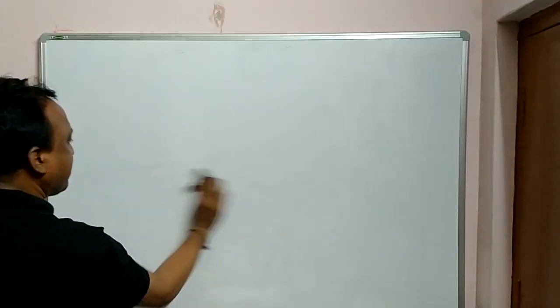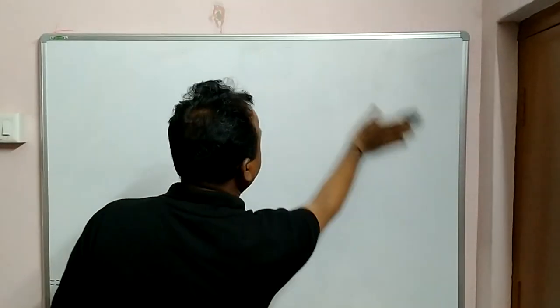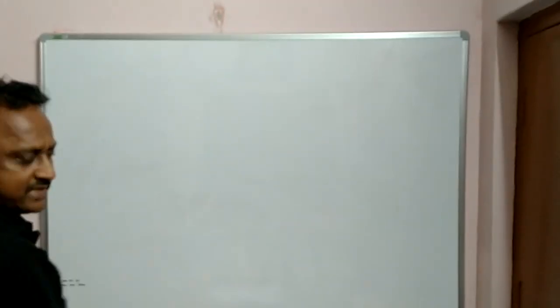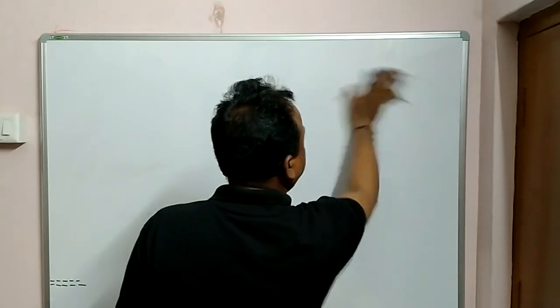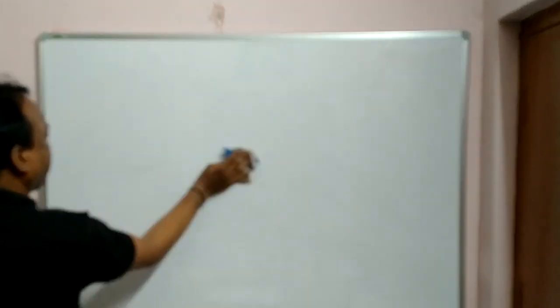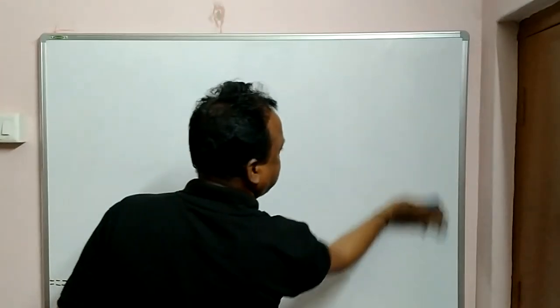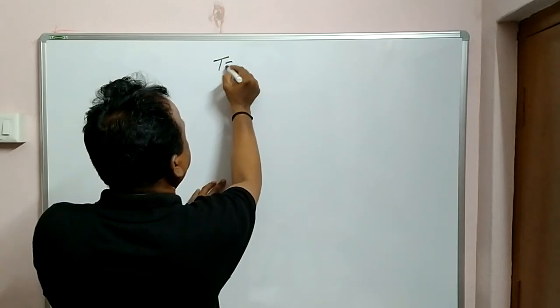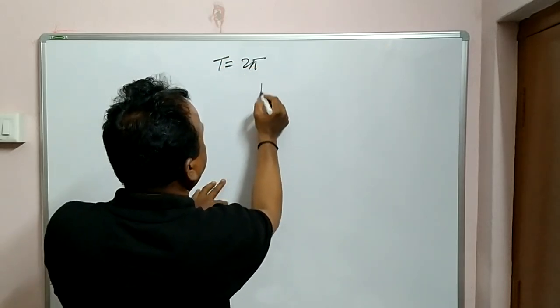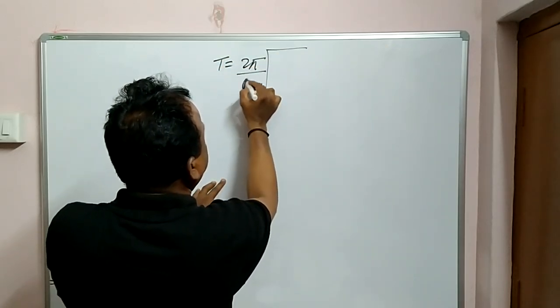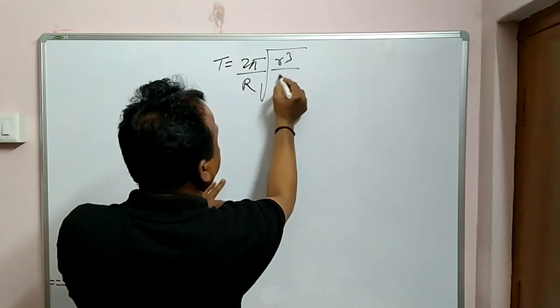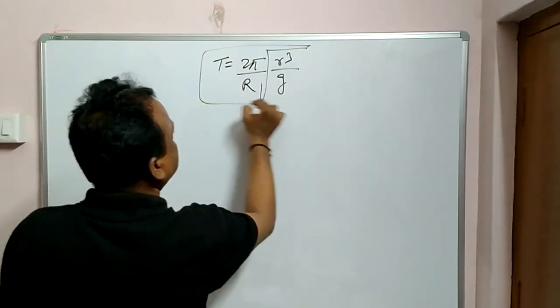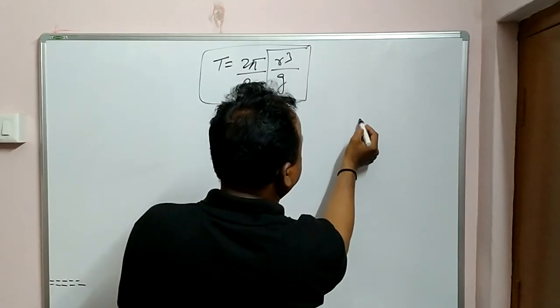See, sometimes in the examination they are asking what is the time period also. Time period of a geostationary satellite. And when the satellite is revolving around the earth surface, what is the time period? So we have a formula also for that one. T is equal to 2 pi into root over. I will give the general formula first of all.